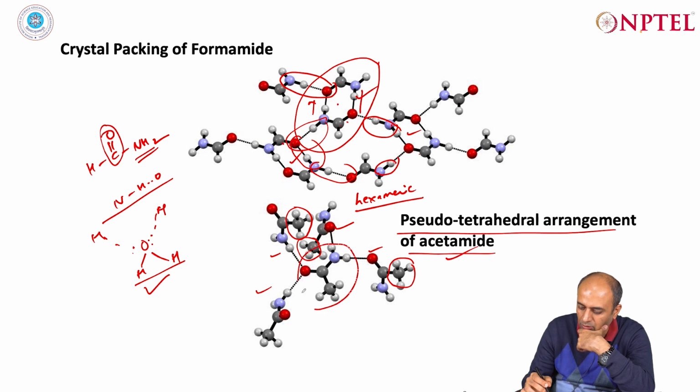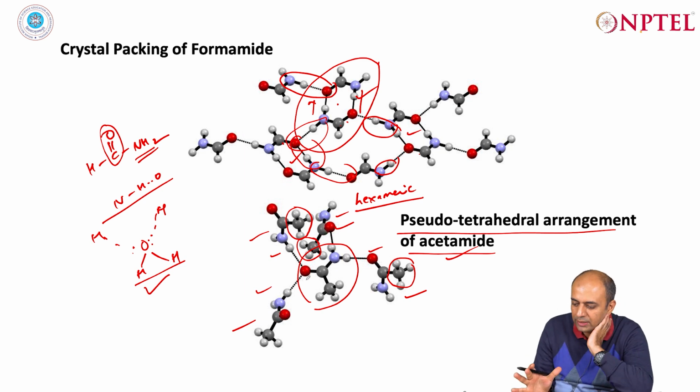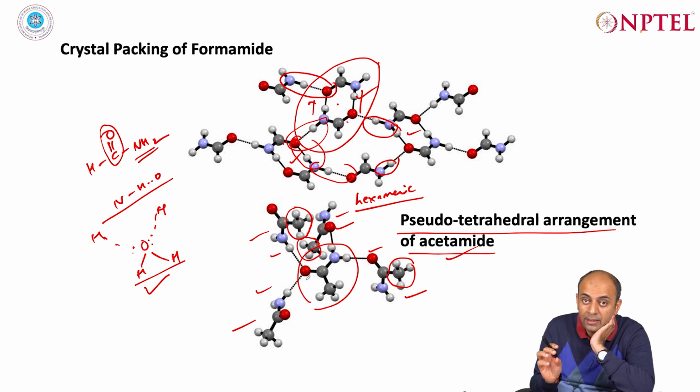A central acetamide molecule is tetrahedrally surrounded by four other acetamide molecules, primarily involving two N-H...O hydrogen bonds functioning as donors and additional N-H...O hydrogen bonds interacting with the lone pairs of the carbonyl group. So this gives rise to a pseudo tetrahedral arrangement of acetamide. Again, this shows that when non-covalent associations take place, they also tend to have geometrical arrangements similar to those of covalent bonds.